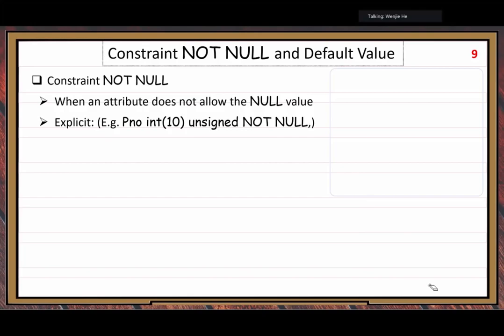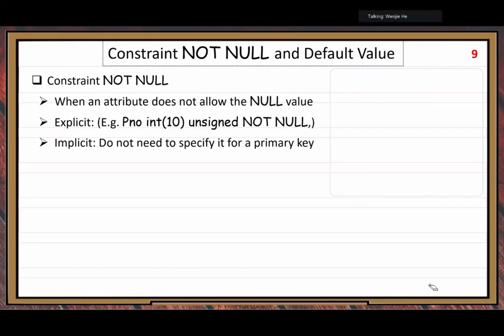Explicit. For some attribute, you just put this constraint at the end. That is the explicit way. But there is an implicit way.